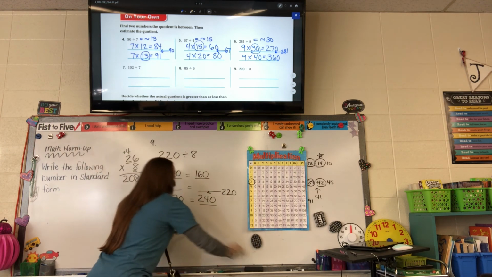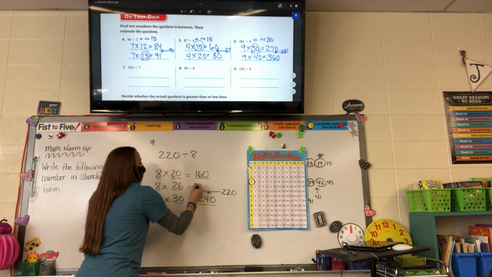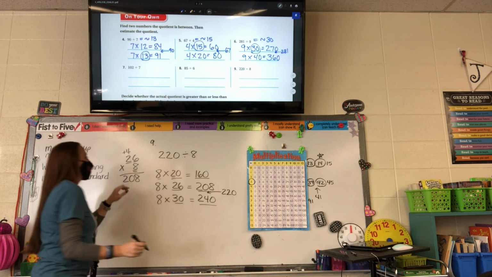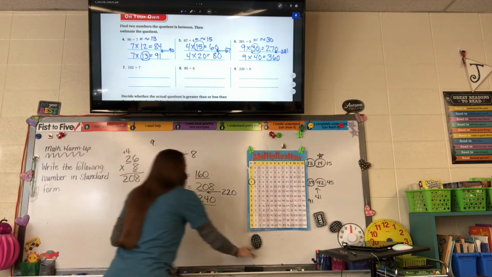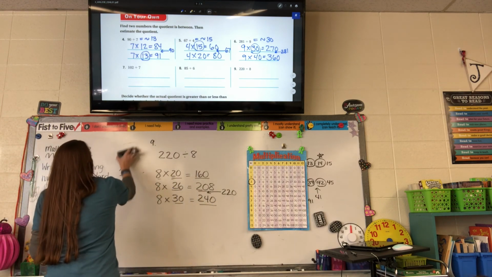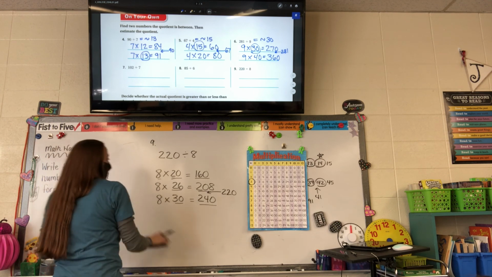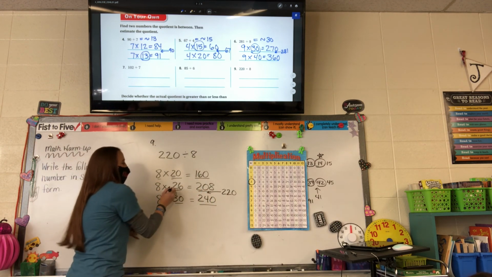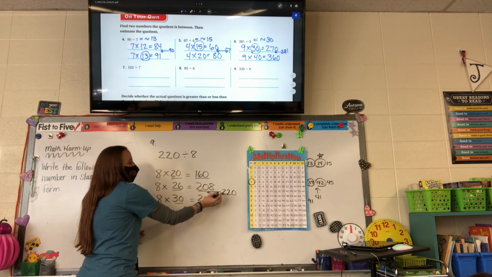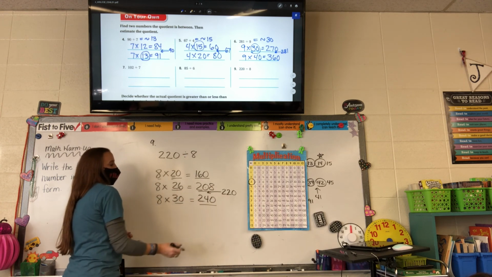Okay? So normally I don't want you to spend a bunch of time doing problems like this. I want you to do them with mental math. But since 200 and 240 were the same distance away from 220, I decided to do it. So which is closer to 220, 208 or 240?